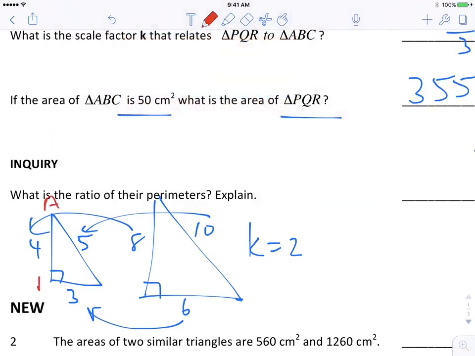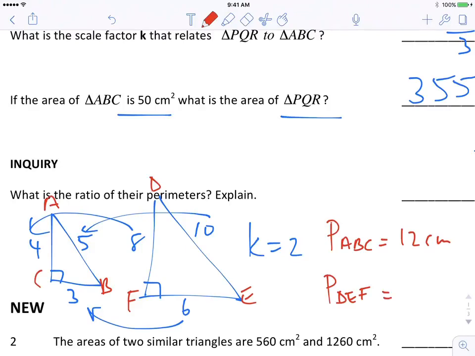Let's call this A, B, C, and let's call this D, E, F. And so we know that the perimeter of ABC is equal to 3 plus 4 plus 5, so 12 centimeters. And the perimeter of DEF is 24 centimeters if you add them up.